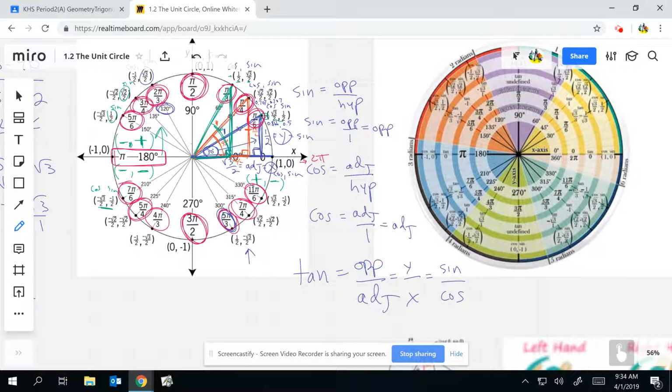You could even count by thirds. 1/3, 2/3, 3/3, 4/3, 5/3, and then 6/3 is 2 pi. You're just breaking it up into your pieces. Those are in terms of pi.